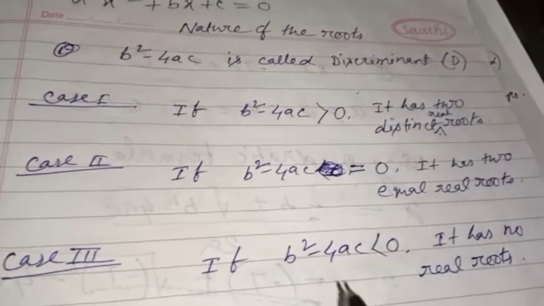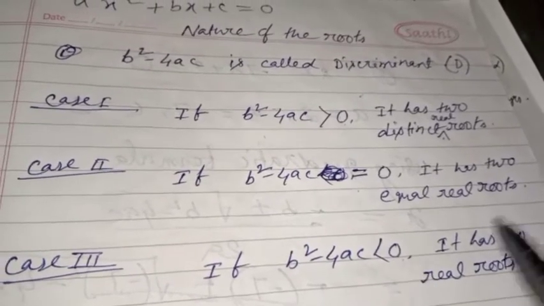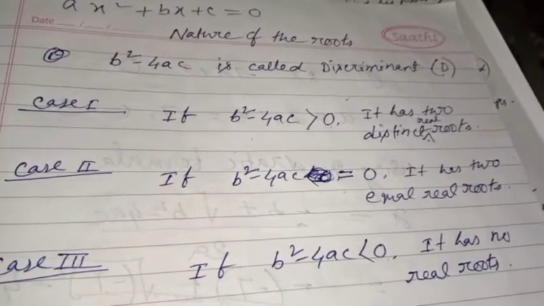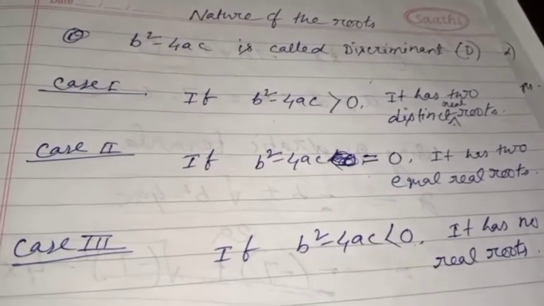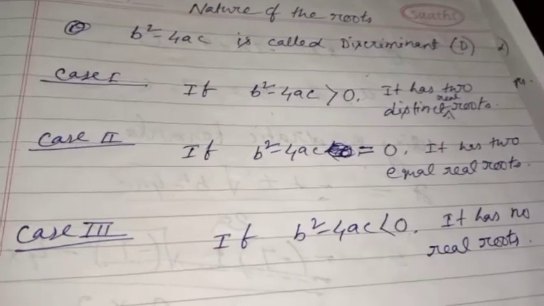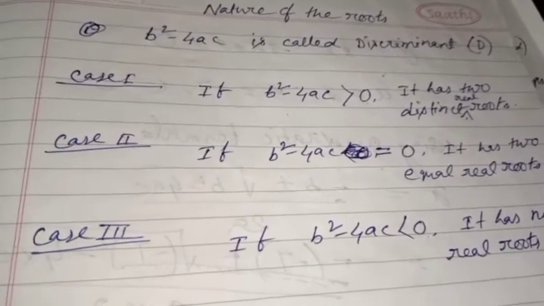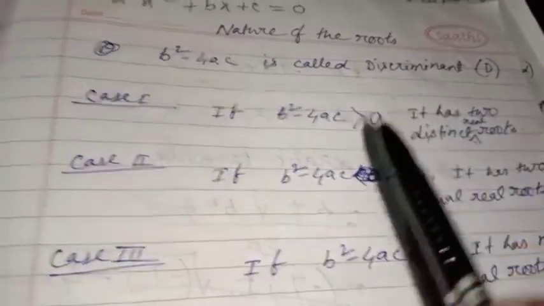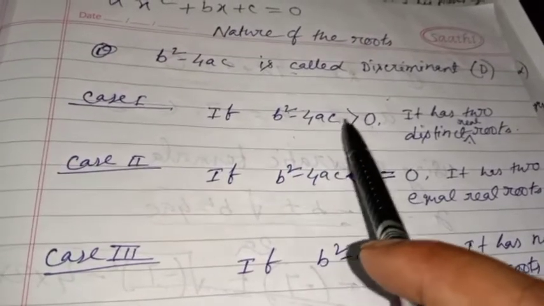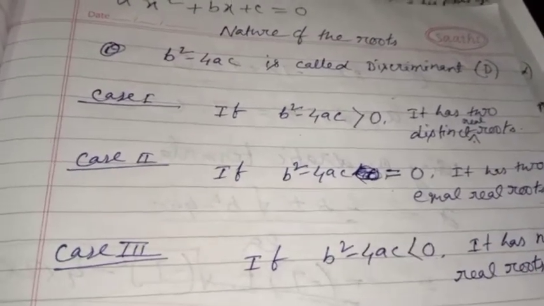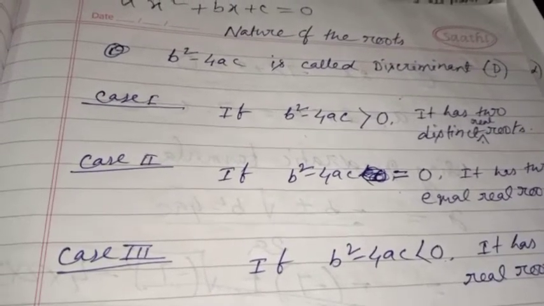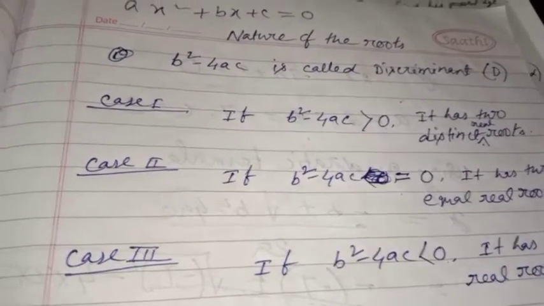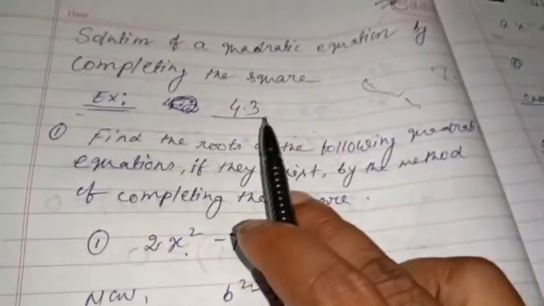And case 3, if b square minus 4ac is less than 0, then no real roots exist. So if it has no real roots, then it will have imaginary roots. About that you will learn in your higher classes. So first of all we have to know that in the two cases, when b square minus 4ac is greater than 0 and b square minus 4ac equal to 0, you will get real roots. Clear? So first of all, exercise 4.3, question number 1.